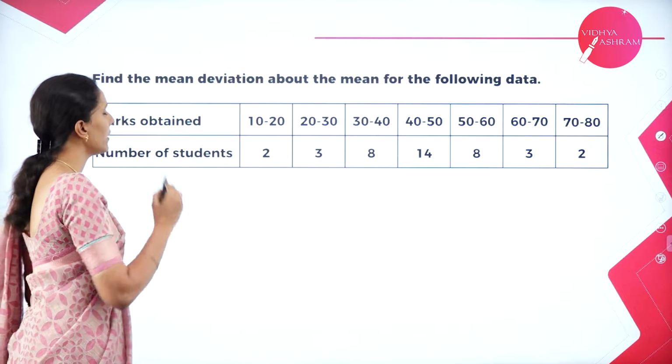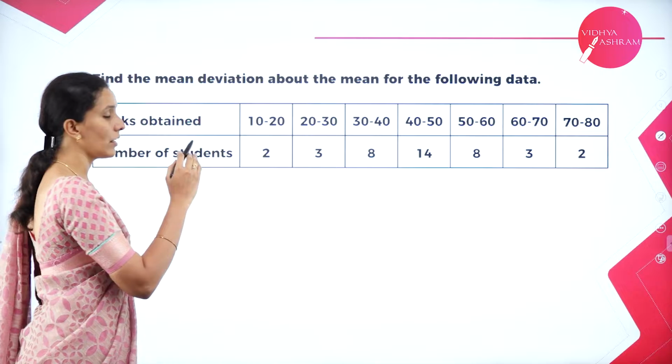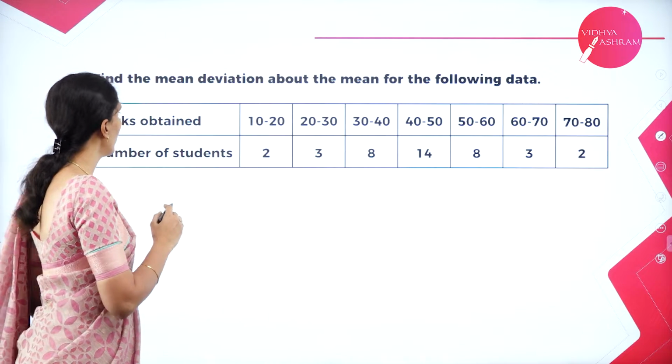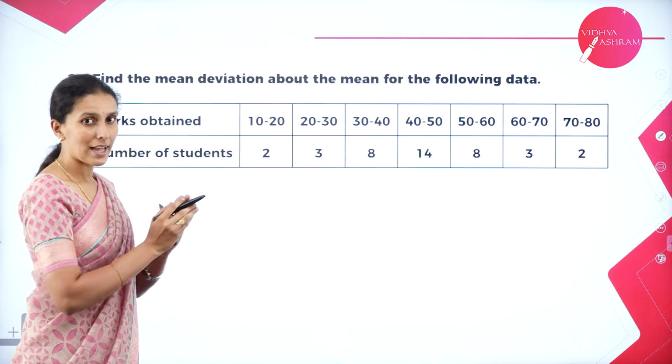Next, find the mean deviation about the mean for the following data. So here we have the data in terms of class intervals. So here are the marks obtained by each student, and this is how many students have scored the marks.